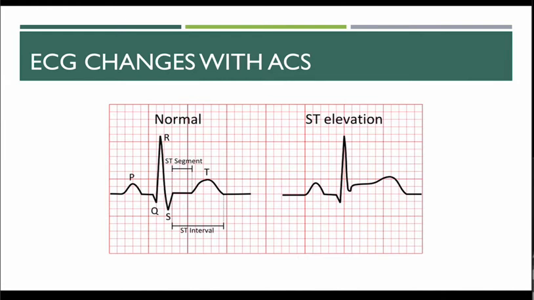So one of the biggest EKG findings with a myocardial infarction is changes to the ST segment. So we label the curves of the EKG with the letters P, Q, R, S, T. And the area between the S and the T is called the ST segment.